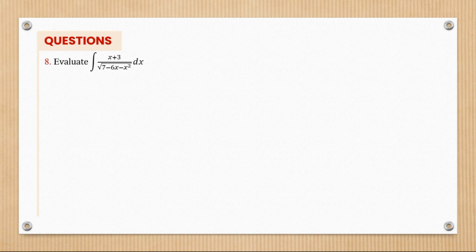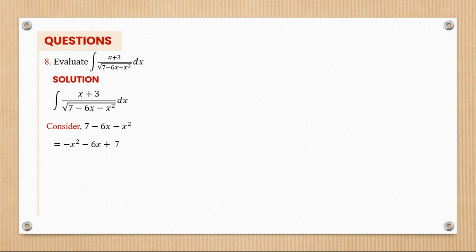Alright, let's look at a question in number 8. We're being told to find the integral of x plus 3 over root of 7 minus 6x minus x squared. Now this is slightly different because we now have a numerator that actually has an x value in it. But as usual, let's first deal with the denominator. So 7 minus 6x minus x squared can be rearranged as negative x squared minus 6x plus 7. So by completing the square, this is what we end up having.